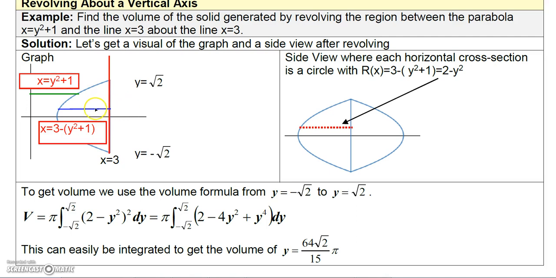Okay, so what I need here, you see this blue right here? That's actually going to be the radius. So this distance from here to here is the radius. So what I need to do, let me just show you. Okay, we know the distance from the y-axis to the curve can be represented by this formula here. So x is equal to y squared plus 1.